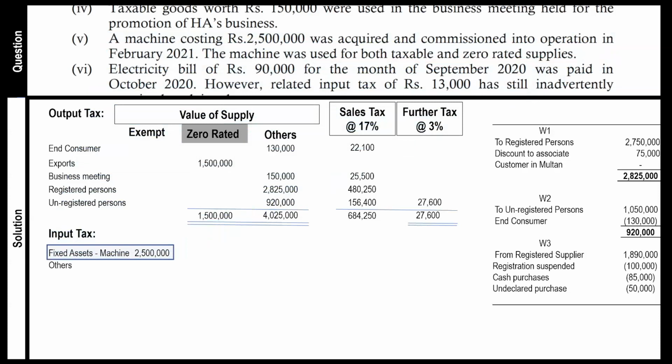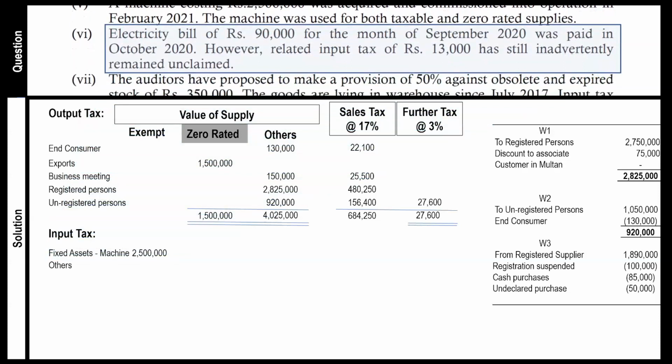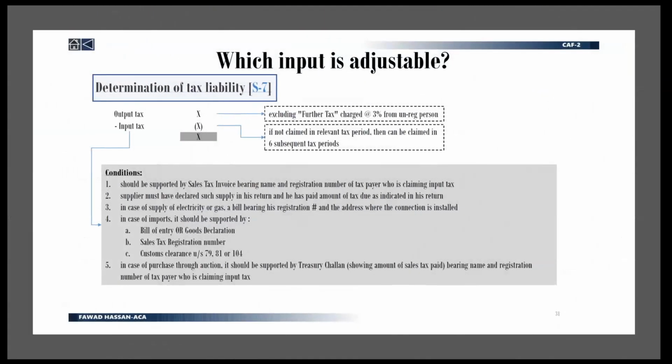Mention 2.5 million as cost of machine. We will calculate sales tax on it later. Next information is about sales tax on electricity bill for the month of September. Bill has been paid in October. But sales tax was not claimed till now. Recall notes slide for section 7.